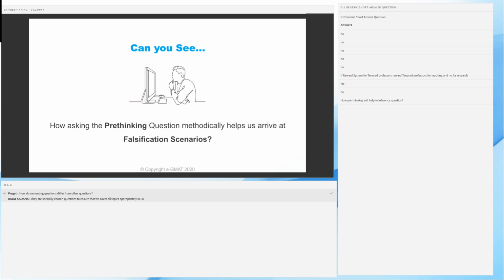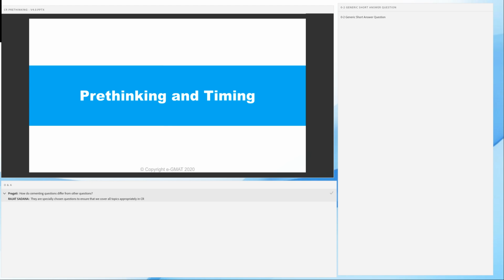How will pre-thinking help in inference questions? Again, not a topic of this session. Guys, let's not go there. I don't want to go into evaluate, strengthen, weaken, because then we're going to go on a tangent. But again, all of that's there in the course.